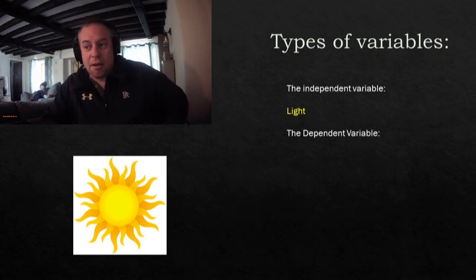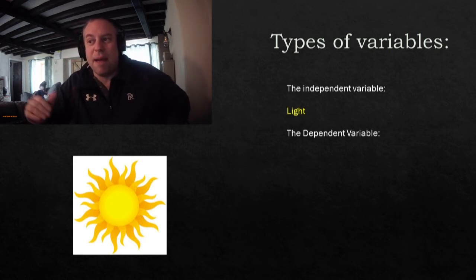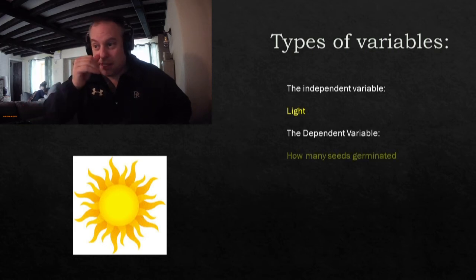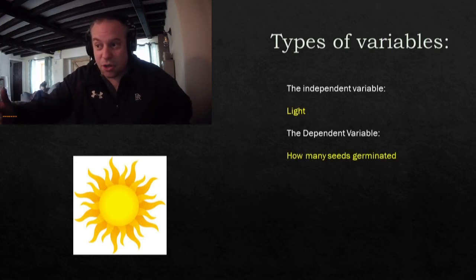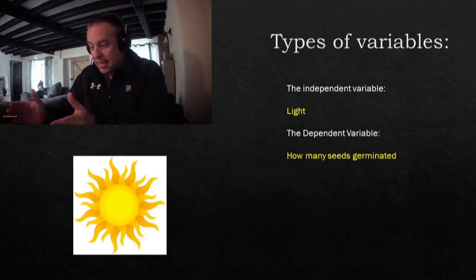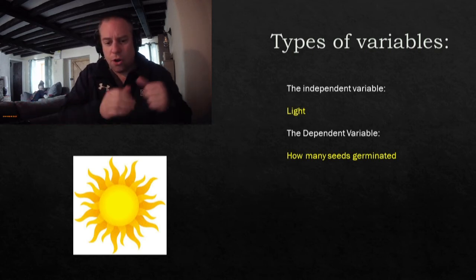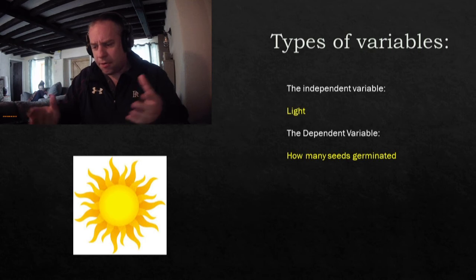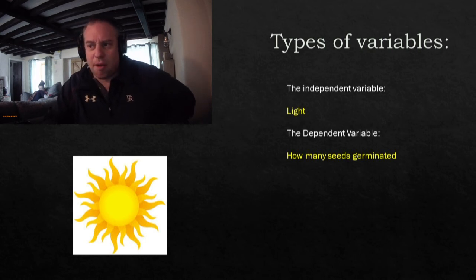And the dependent variable tells me how many of the seeds germinated. This is the variable that we're going to use to measure our investigation. And in our investigation, we're going to use, oh look, there were 8 seeds germinated in that condition, no seeds germinated in that. I'm using the number of seeds that germinated as my variable to judge my experiment.